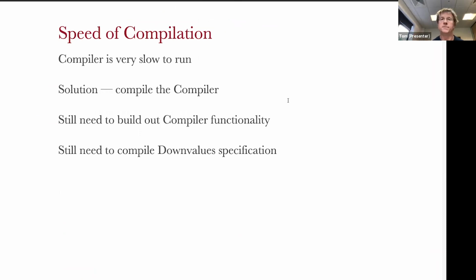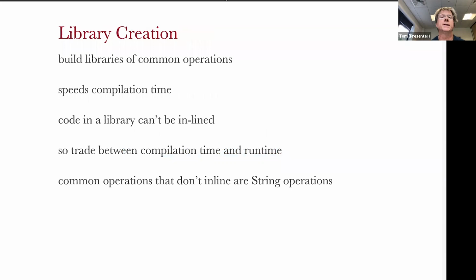Right. So the compiler is very slow to run. And the solution for that is to compile the compiler, which we're working on very actively. To do this, there's some more compiler functionality that needs to be built out, but a key thing is to tackle more Wolfram language definitions, specifications, and that's the notion of down values. And I'll show that in a minute.